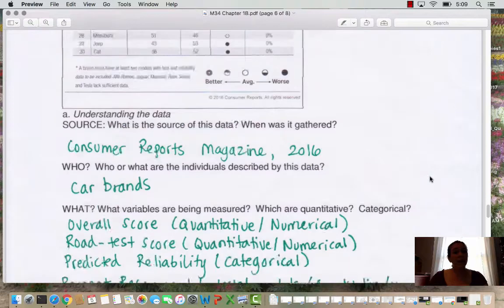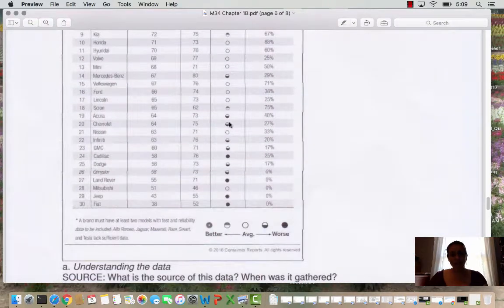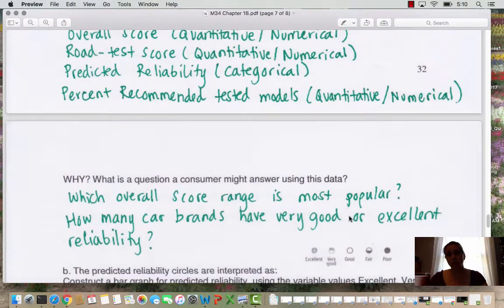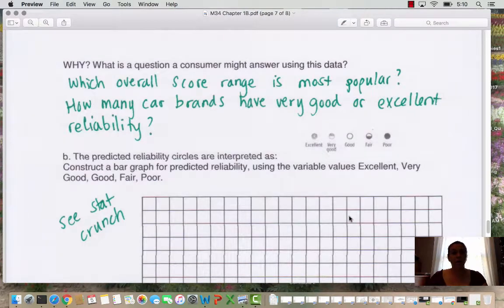The predicted reliability, notice we've got these circles that are shaded in different ways. Those are categories, where the circle with the dot in it corresponds to excellent, and the solid circle corresponds to poor. Usually we say excellent, very good, good, fair, poor. There's a key on the next page. And then percent recommended test models, that's a percentage, so that's a quantitative or numerical variable.